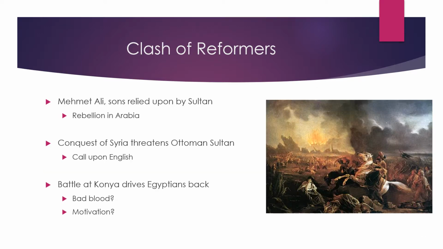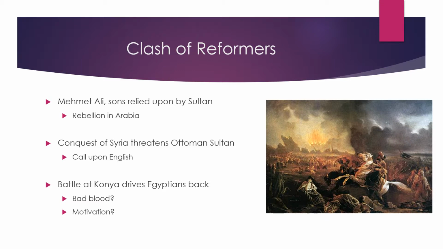And so we have this clash of reforms. As I mentioned earlier, Mehmet Ali and his sons were relied upon by the Sultan, particularly in putting down a rebellion in Arabia. That goes very well, but it also demonstrates the power of those new reforms and also the robustness of the new Egyptian economy. This conquest of Palestine and Syria threatens the Ottoman Sultan, so the Ottoman Sultan has no choice but to call upon the English because his reforms are just in the fledgling stage, whereas the Egyptians have had a couple of decades to get things right.